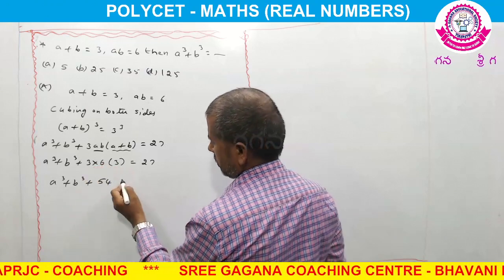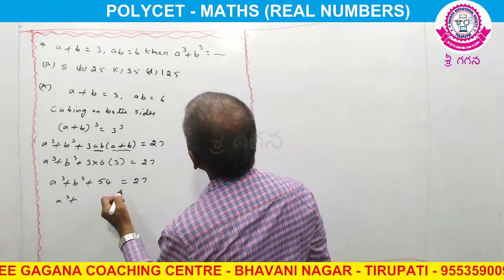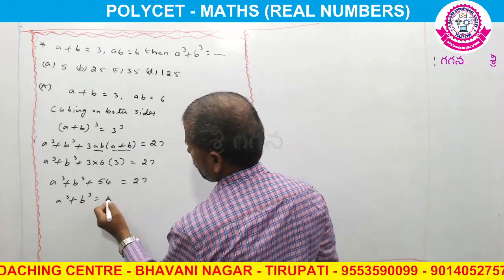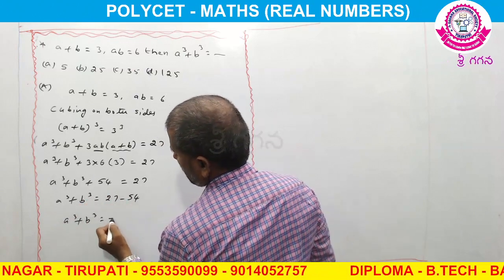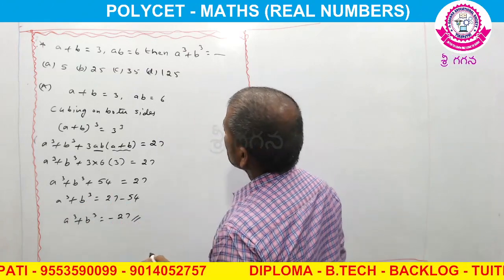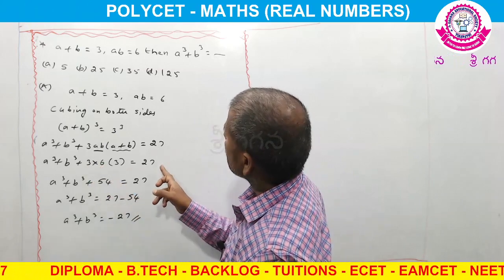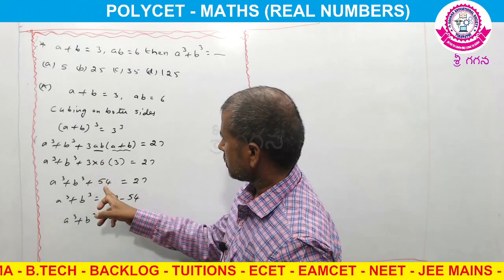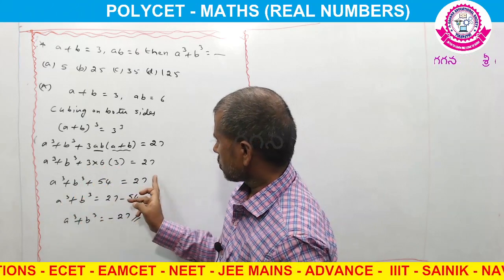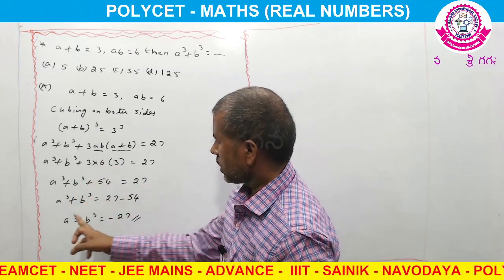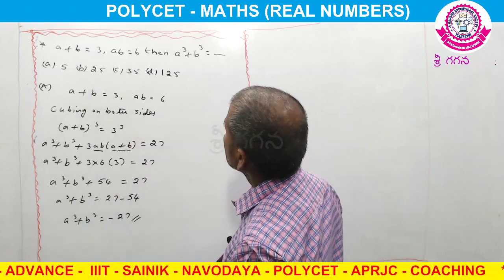9 6 54, that is 27. Next, a cubed plus b cubed equal to 27 minus 54. So a cubed plus b cubed, we get minus 27. 3 cubed 9, 3 6 18, 18 54, 27. So a cubed plus b cubed plus 3 6 18, 18 54, 27. A cubed plus b cubed, 27 plus change minus 54. A cubed plus b cubed equal to minus 27. Minus 27 here, so the option is not there.